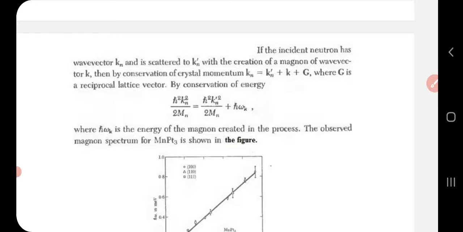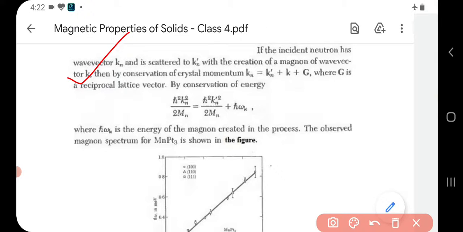I think this type of equation you might have come across while studying solid state physics in degree classes. Then by conservation of energy, the expression is h cut squared kn squared by 2mn equals h cut squared kn dash squared by 2mn plus h cut omega k. H cut omega k is the energy of the magnon created during the process. Kn dash, k and all we have already defined. Then the observed magnon spectra for a particular material is shown here as an example.